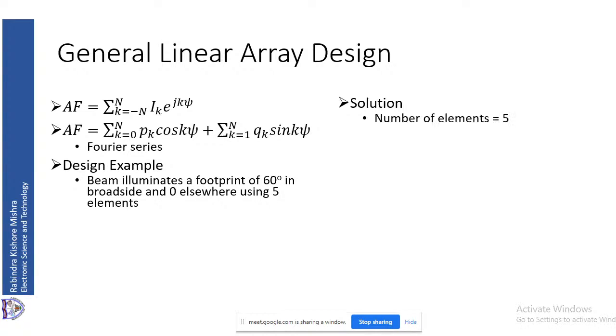So for the solution, the number of elements is 5. Theta is between minus 30 and 30, so minus 30 degrees less than theta less than 30. For full coverage of the visible region space, we are taking delta equal to lambda by 2.